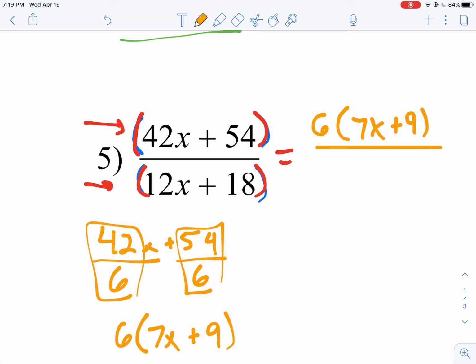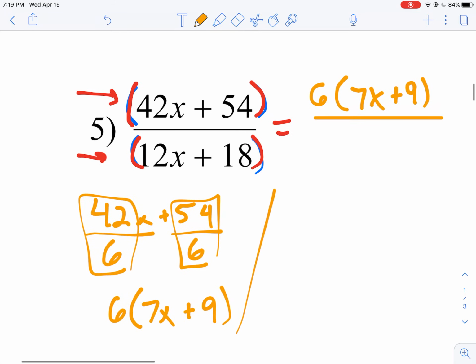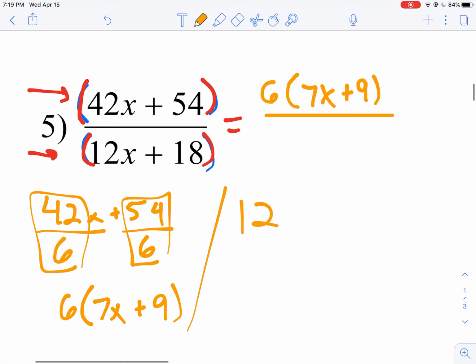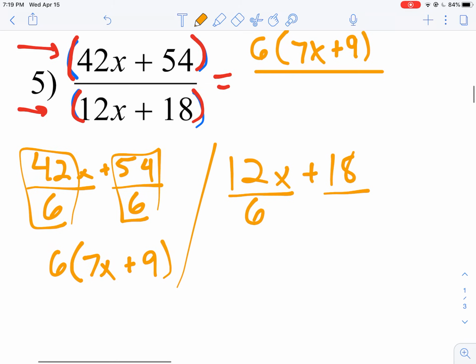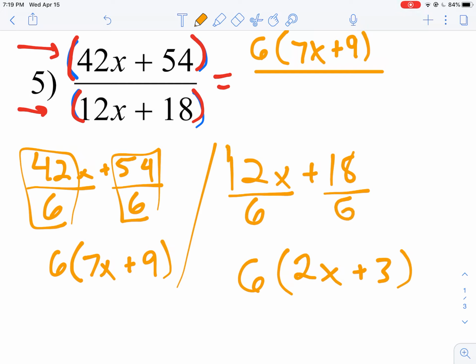All right. And now let's jump to the bottom. Same thing, factor. I have 12x plus 18. What can I divide out of both? This one should be a little easier. How about another 6? So we have 6, and it's going to be 2x plus 3. I divided both by 6. 12 divided by 6 is 2, and I just drop down the x. And then 18 divided by 6 is 3.